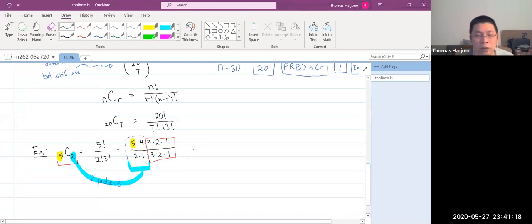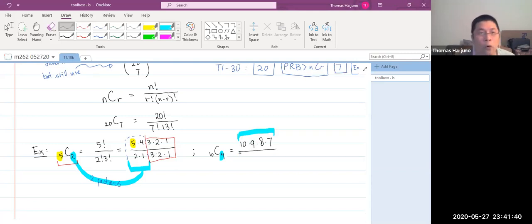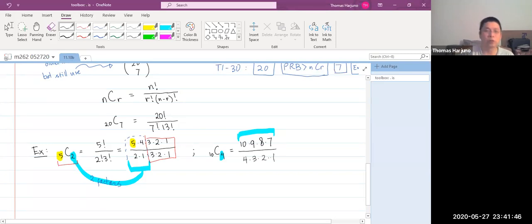Suppose another example, 10 combination 4. Then on the top, I start from 10: 10 times 9 times 8 times 7. I need 4 factors. And at the bottom, I start from 4 and go down to 1: 4, 3, 2, 1. Of course, 10 combination 4 is something you can compute with a calculator.